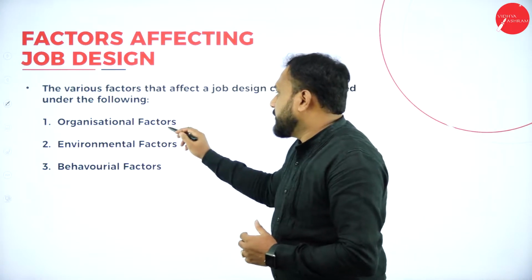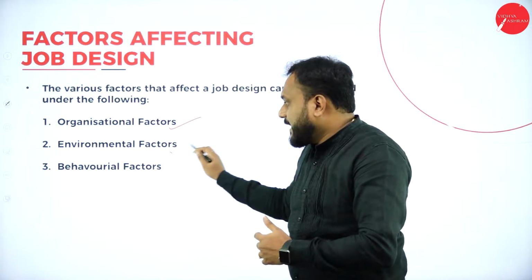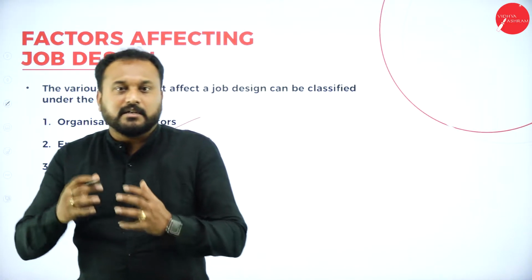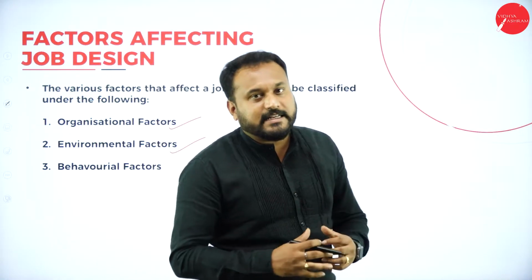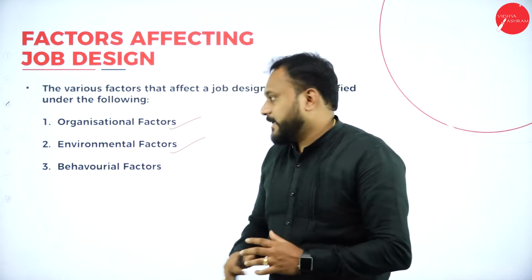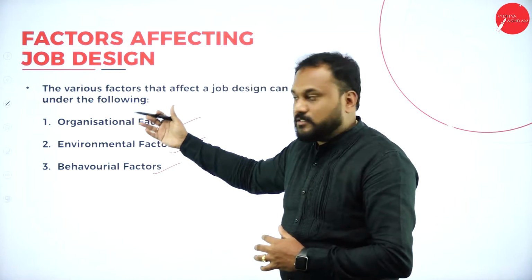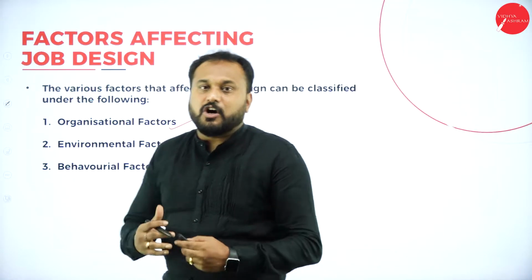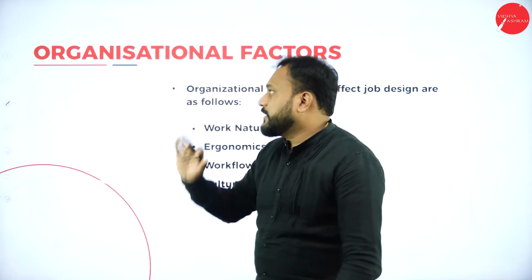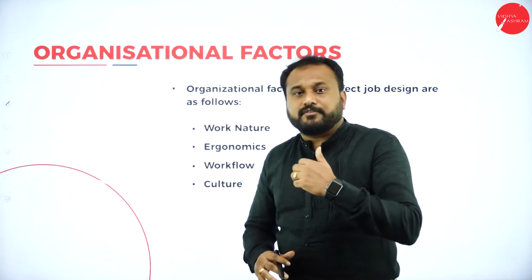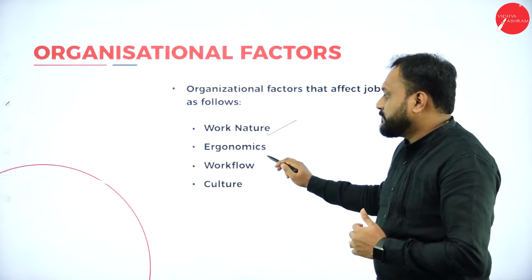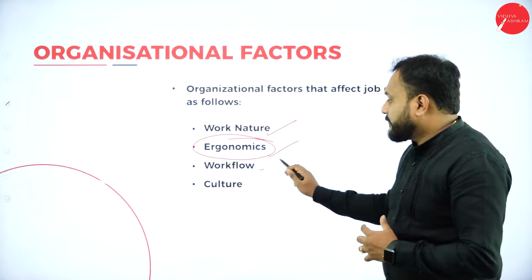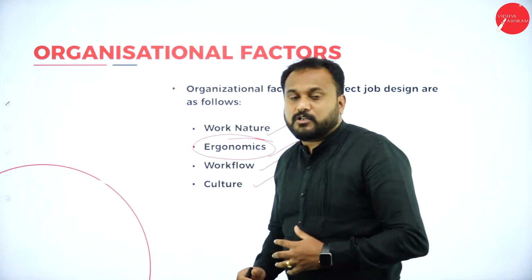The first one is the organizational factor, the second is the environmental factor, and the last one is called the behavioral factor. So there are three factors which affect the job design, and here we have organizational, environmental and behavioral. If we go one by one, the first one is organizational factors. Now here in organizational factors, there are four things: work nature, ergonomics, which I'll tell you about in a moment, then workflow and culture. So these are the four.